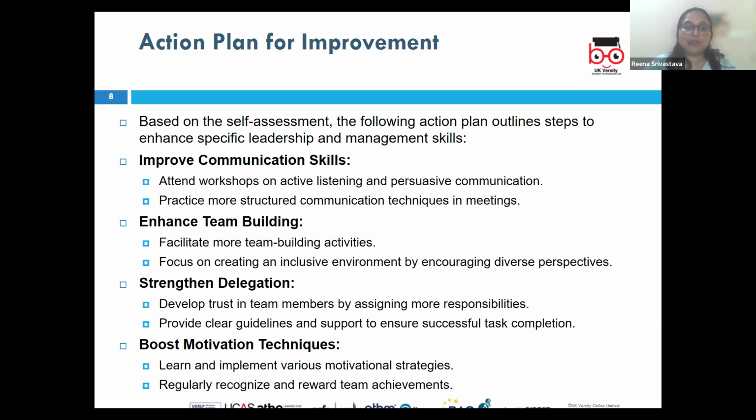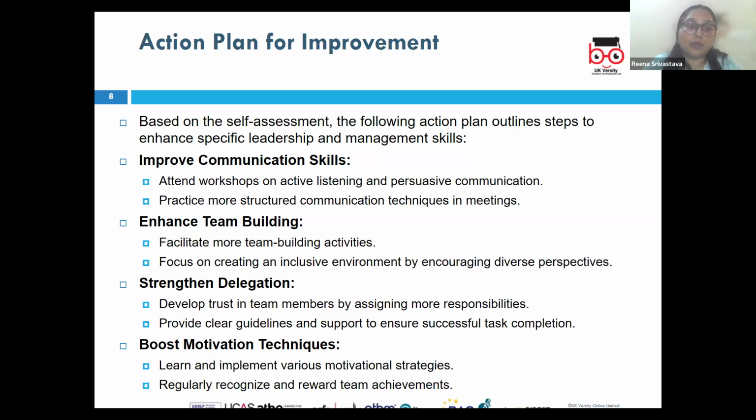Now, for example, if you see here, we have identified strengthening delegation and improving your motivation as the areas for improvement. How you are going to do that is you have to develop trust in team members by assigning them more responsibilities. And for that, you have to provide them with clear guidelines and support to make sure that the task is completed successfully on time.